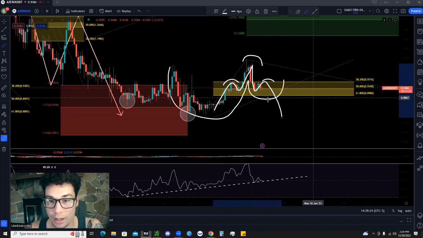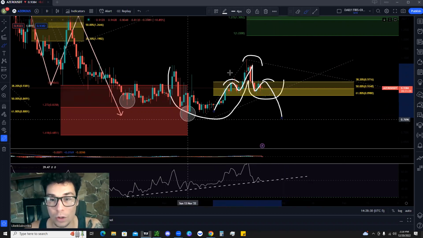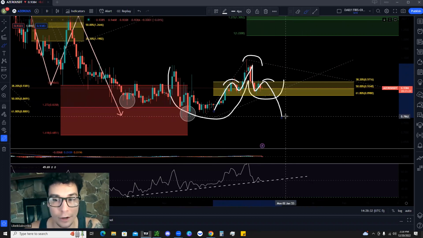So these retracement levels are really going to be key in determining: do we get the cup and handle pattern to play out, or do we get a possible head and shoulders to play out? We're really at some make or break levels, and we should know within the coming weeks where AZERO is really going to go on the chart.